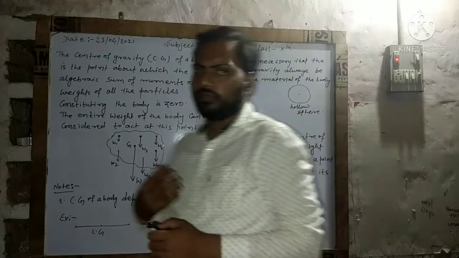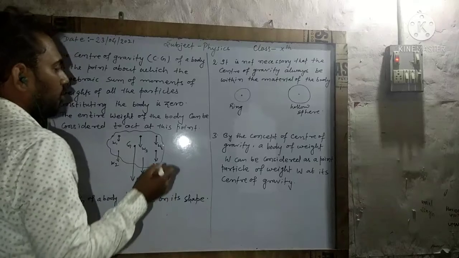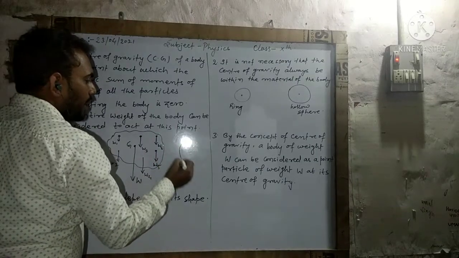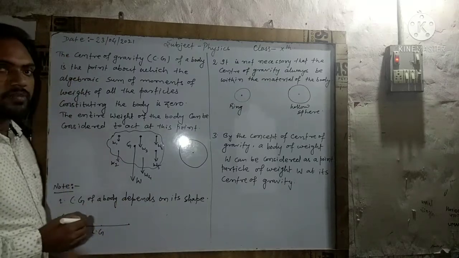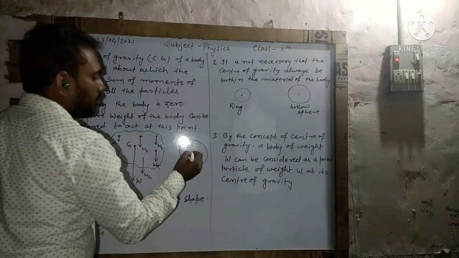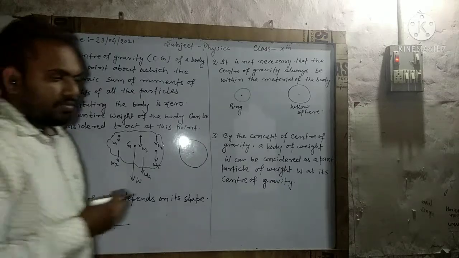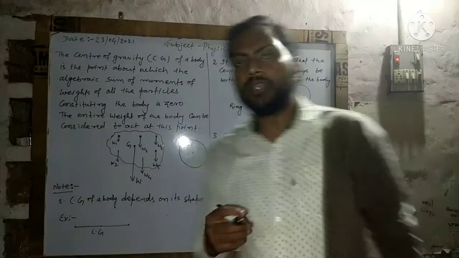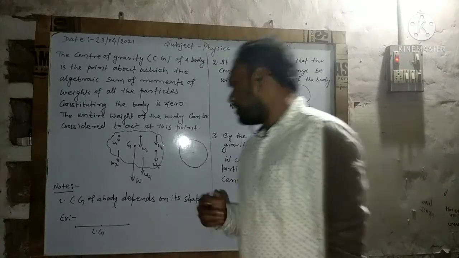In simple language, if any object is balanced at a certain point, that certain point will be called the center of gravity. This is the normal definition. With mathematical terms, we can simplify it.